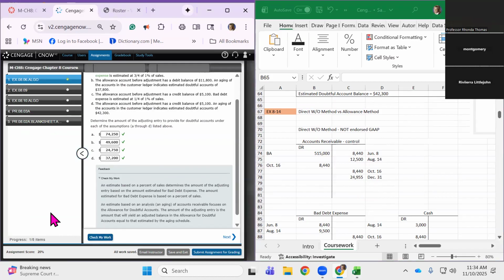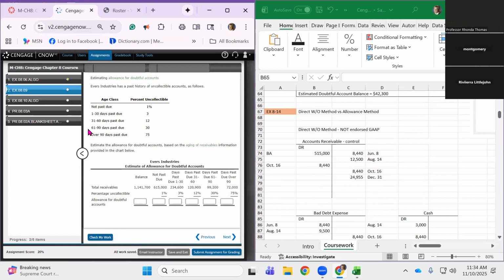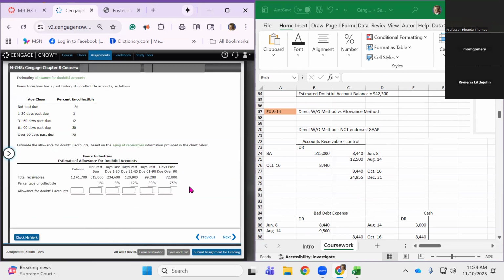All right, let's go on to 8-9 now. Okay, now we're going to start working with this aging the receivables calculation under the allowance method. So how many different classes of timing do we have here?